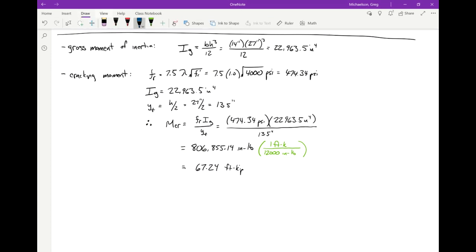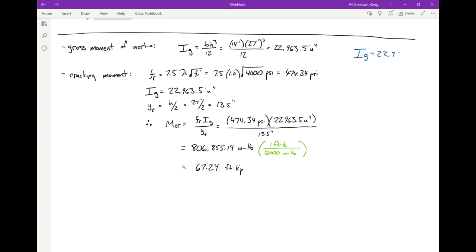Now, just to make sure that we're tracking the values that are really important: when you compute an effective moment of inertia, you need 4 quantities. You need a gross moment of inertia, so that was 22,963.5. Let me underline that to say, okay, that's a critical quantity that we're going to need. You need a cracking moment.